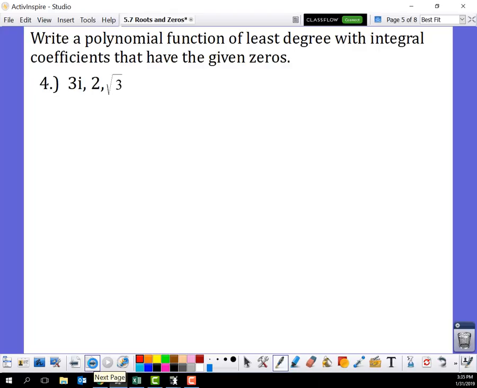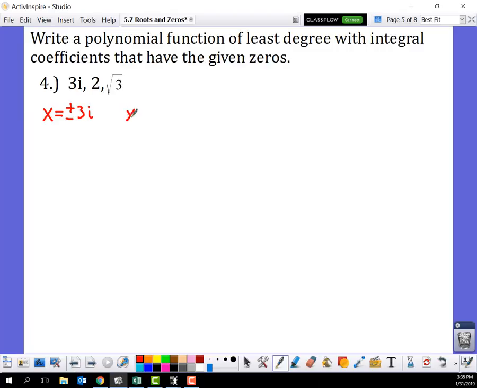Now I need to talk to you about 3i. That's a complex solution, and there's something called the complex zero theorem that basically tells you that you will never have the positive 3i without the negative 3i. So even though it just tells you that 3i is a 0, you have to be smart enough to know that you're never just going to have the positive without the negative also. So when I write that out, I include the plus or minus there.